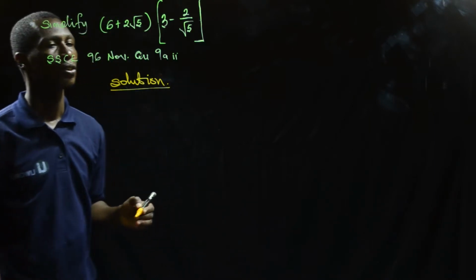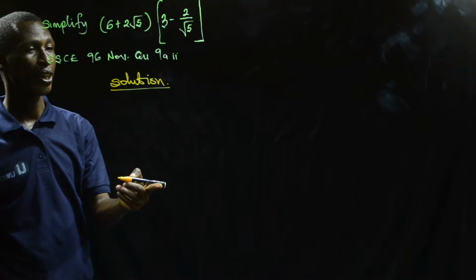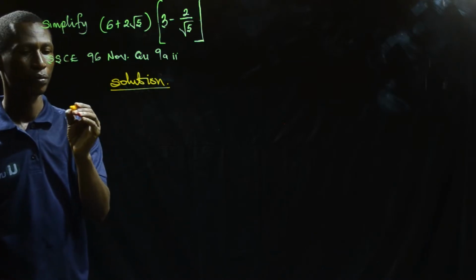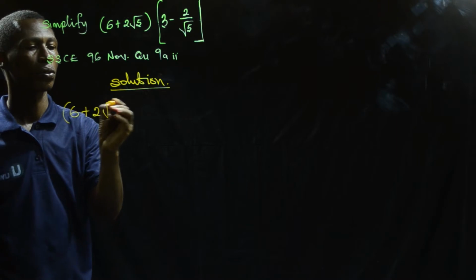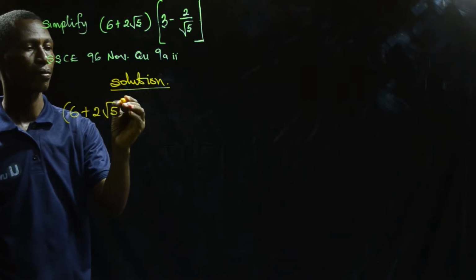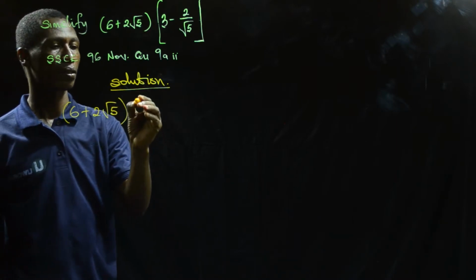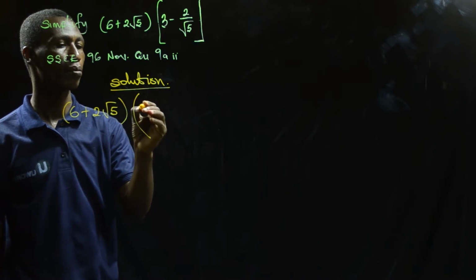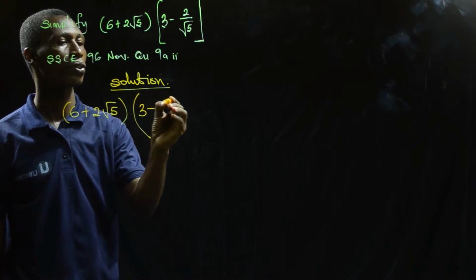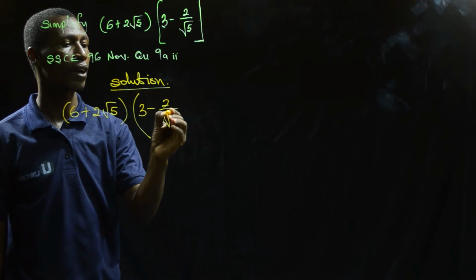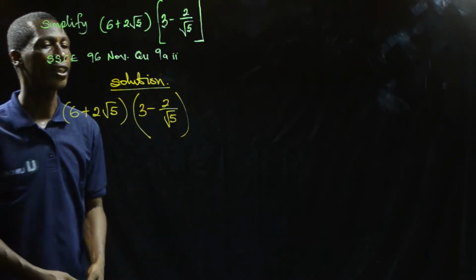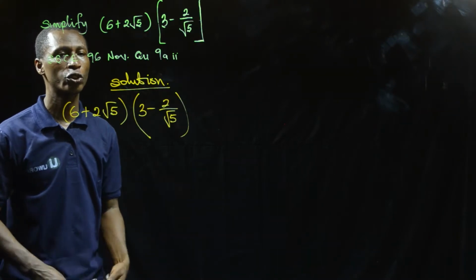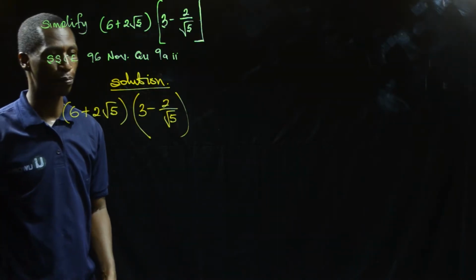Good. So we have to rewrite the question again. 6 plus 2 over root 5, then in another larger bracket, 3 minus 2 over root 5. Okay, good. So at this point, what we try to do is to expand.